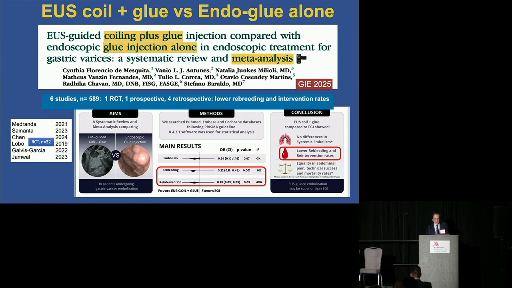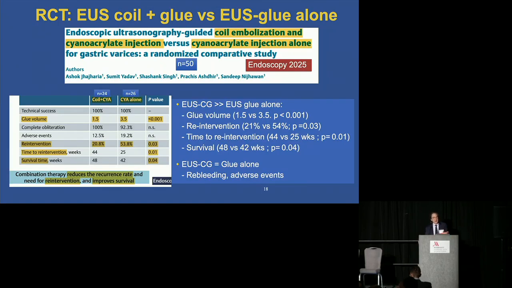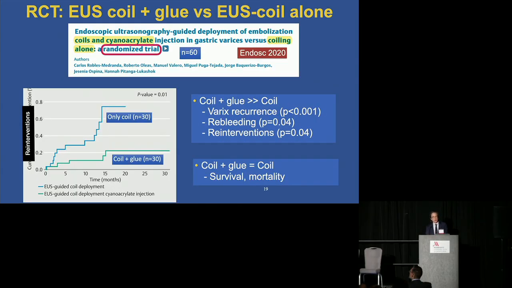So this is a meta-analysis comparing coil and glue versus endoscopic glue alone, showing the superiority in terms of rebleeding and intervention rates. This is another study, a randomized controlled trial now, comparing the combination of coil and glue versus just EUS-guided glue alone. So does adding the coil really add an advantage? This study in 50 patients clearly showed that it did in terms of reintervention rate, time to reintervention, survival, et cetera. So we have level 1 evidence showing the advantage.